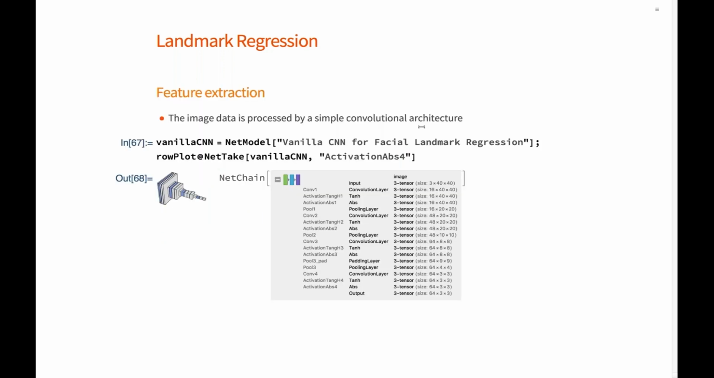So this is the model I'm using. This is the vanilla CNN for facial landmark regression. It is available in the Neural Net Repository. And if we look at the first part, the feature extraction part, we can see that this is basically a convolutional network very similar to what Marcus showed you before. So we have a bunch of convolutional layers. In this case, we have 4. We have an activation with an absolute hyperbolic tangent, and the max pooling layer to downsample the feature maps.